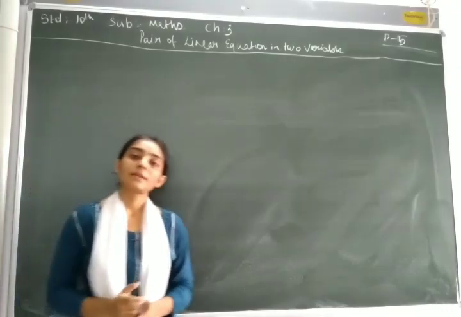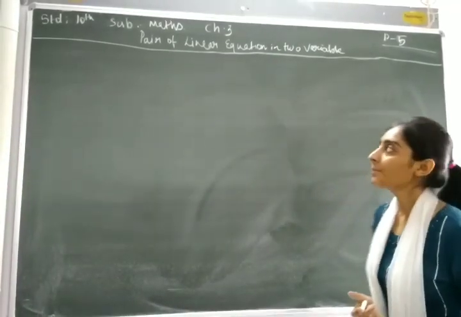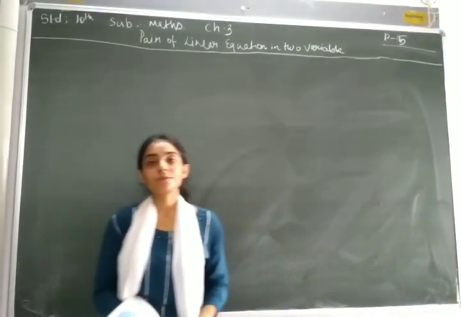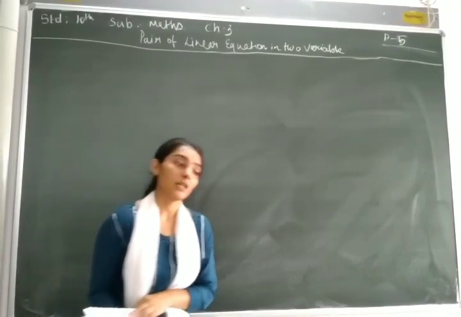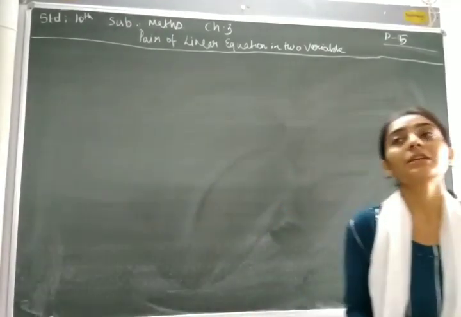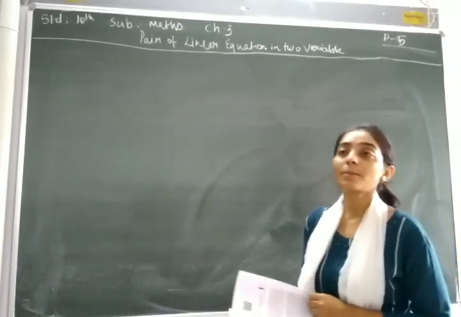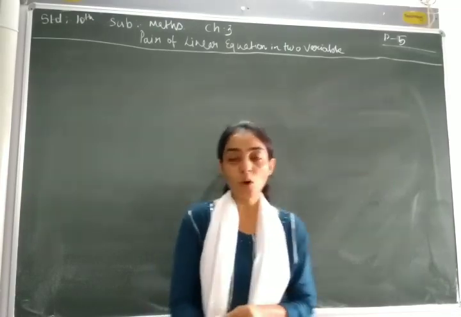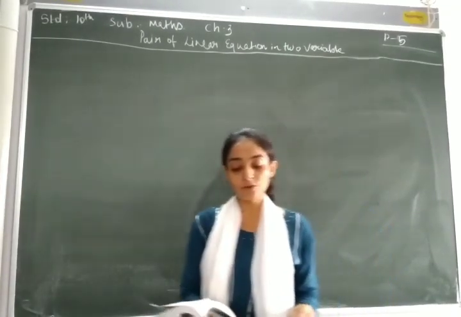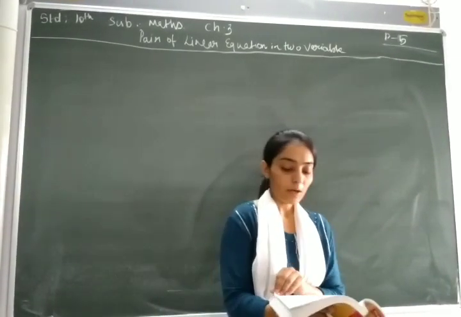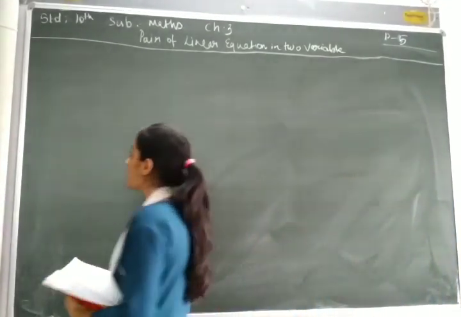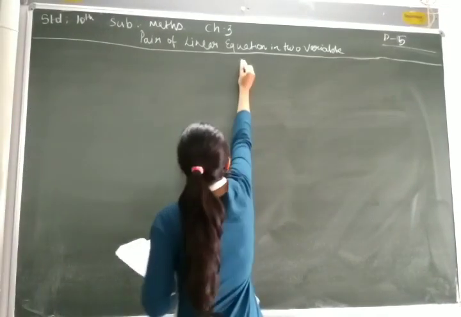11 standard subject maths, chapter number 3, pair of linear equations in 2 variables, part 5. In the previous video we have learned how to find a solution of a pair of linear equations in 2 variables with the use of the graphical method. And we have solved also a few portions from the exercise. Okay, exercise 3.2.